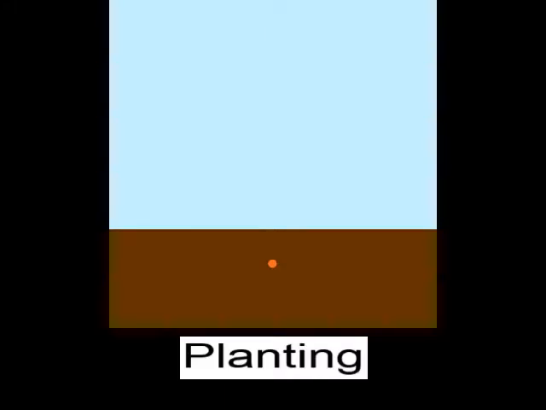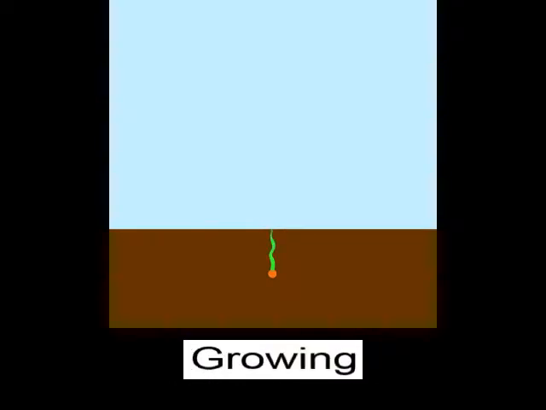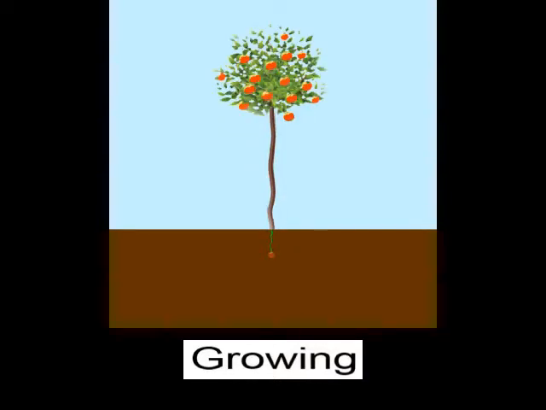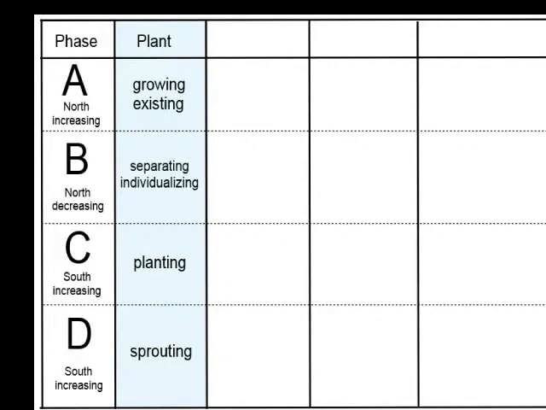Let's look at this cycle again and assign some words to the various phases. Here we have the planting phase. Then we have the sprouting phase. Then the growth phase. And then the separation phase. I have just created a very basic vocabulary. It is small right now, but it will increase, and I will show you how.